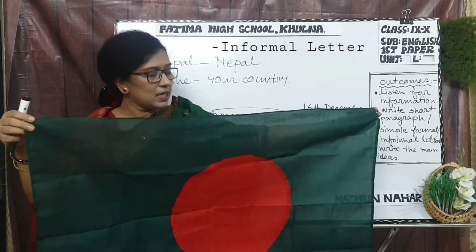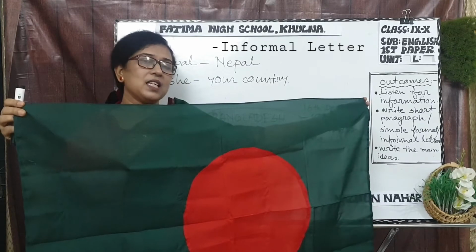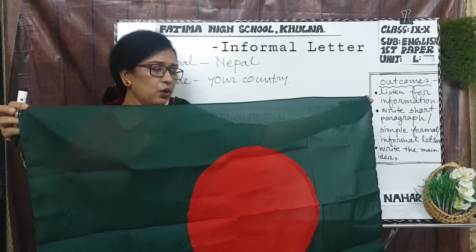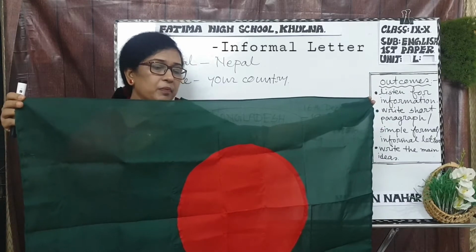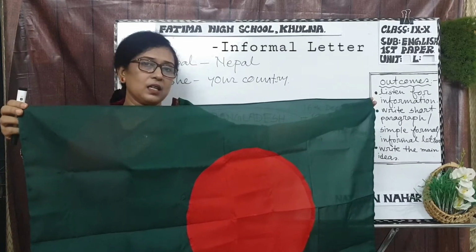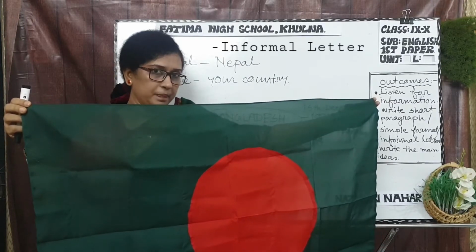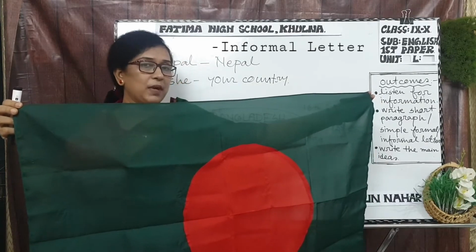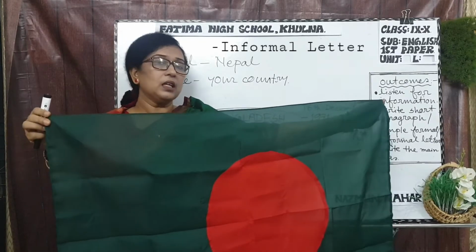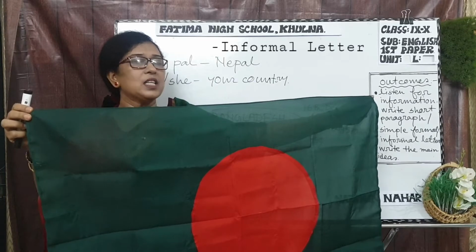Second number, look at the circle. This is the new sun, or we have sacrificed our lives to get this national flag. Clear? So we can write that Bangladesh has a national flag and the color of the flag is green and red. The red signifies the blood and the rising sun. On the other hand, the green color symbolizes the youthfulness and the greenness of Bangladesh.